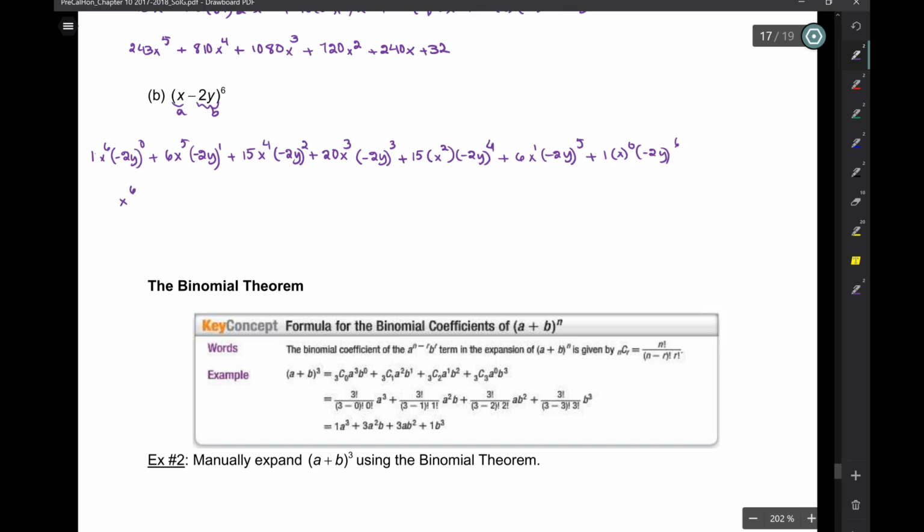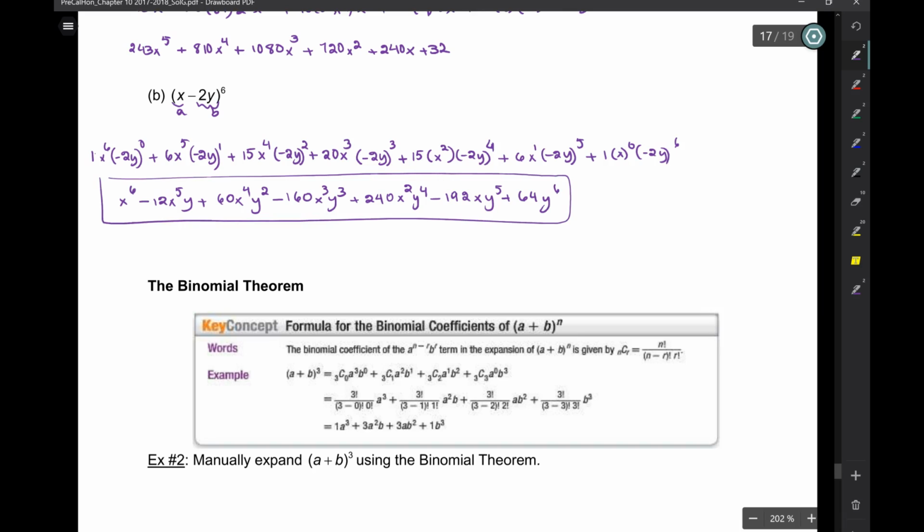So then here we're going to get x to the 6 minus 12x to the 5y plus 60x to the 4y squared minus 160x cubed y cubed plus 240x squared y to the 4 minus 192xy to the 5th plus 64y to the 6th. Okay?